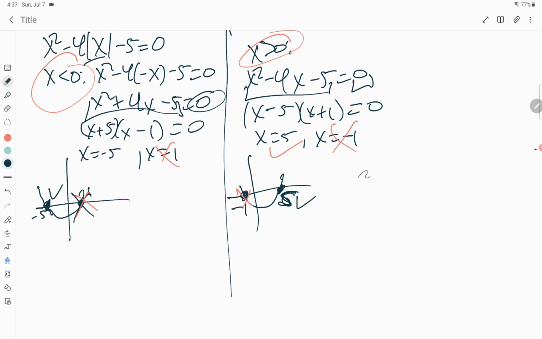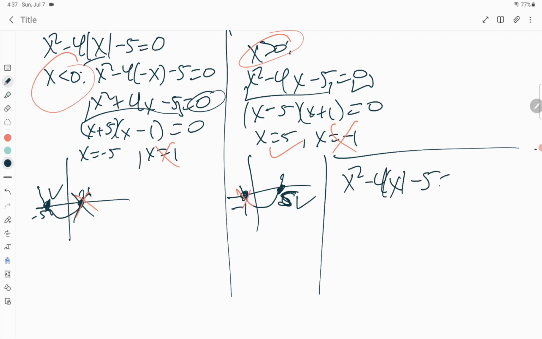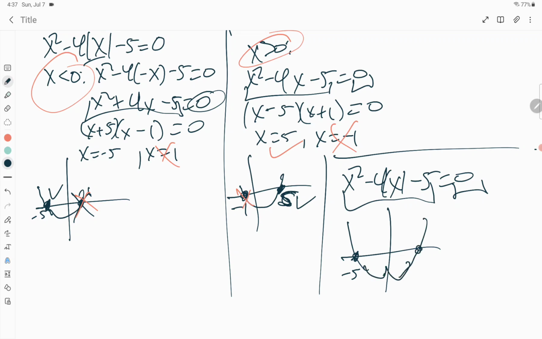Lastly, if you graph this equation, x squared minus 4 times the absolute value of x minus 5 equals 0, and you see where the left-hand side is equal to 0, it looks like this. It goes through negative 5 as a cusp, and then bounces back and then goes through positive 5. So we have identified the correct values, 5 and negative 5, and skipped negative 1 and positive 1, which are introduced as extraneous solutions.